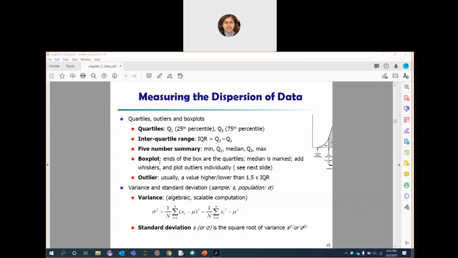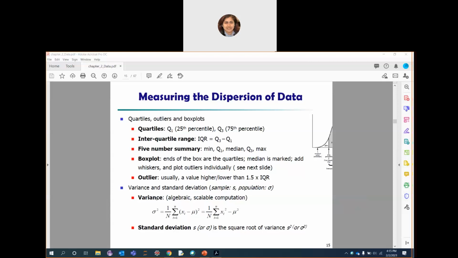Then box plot. There is one type of data visualization which is called a box plot. I will show it to you later in another slide. Then there is the outlier. An outlier is a point in a data set that doesn't have similar characteristics to other points in the data set.